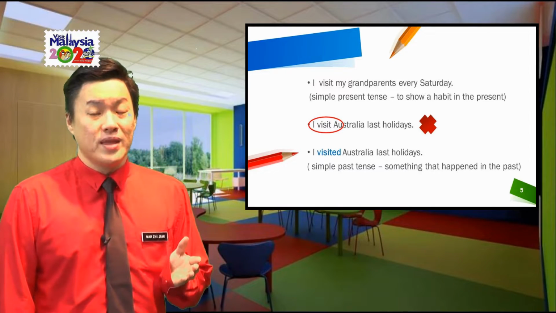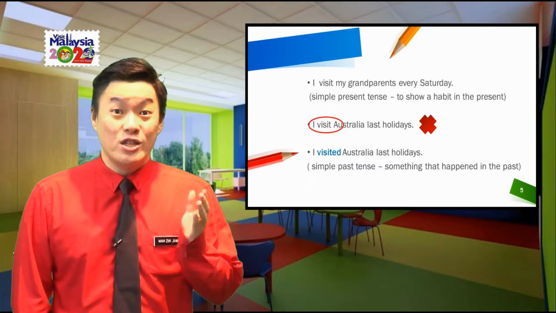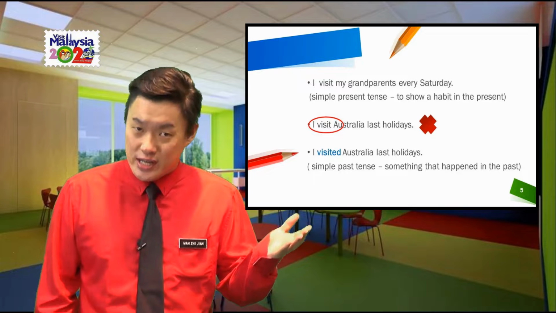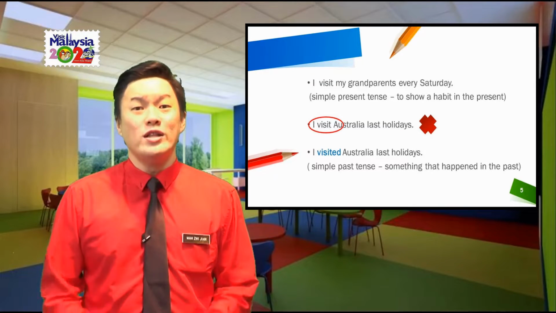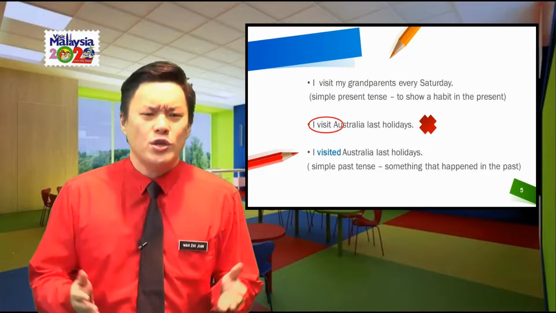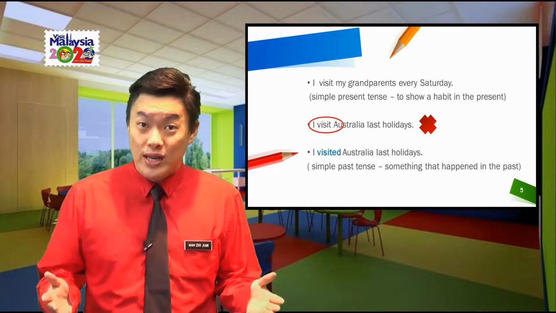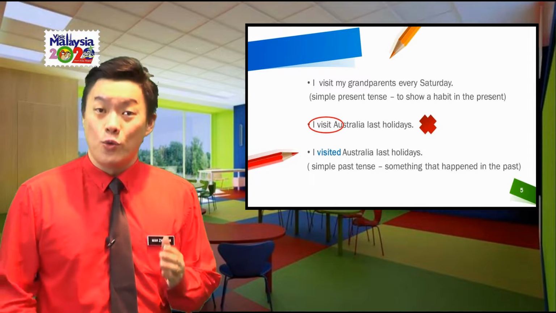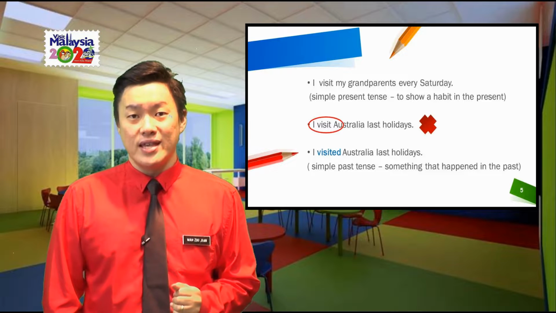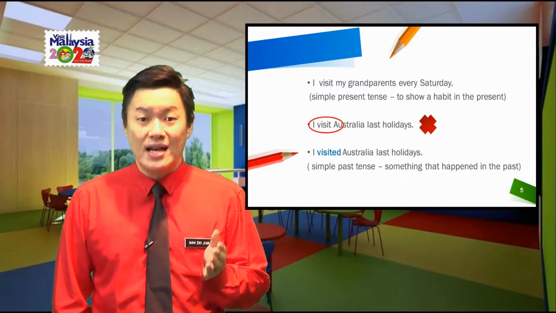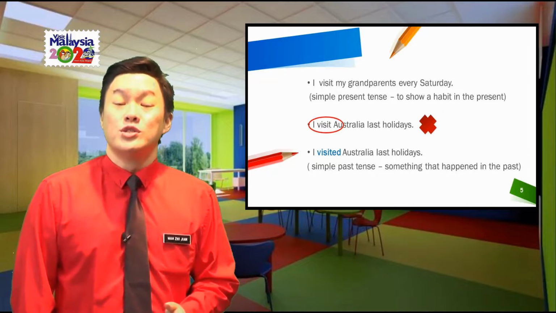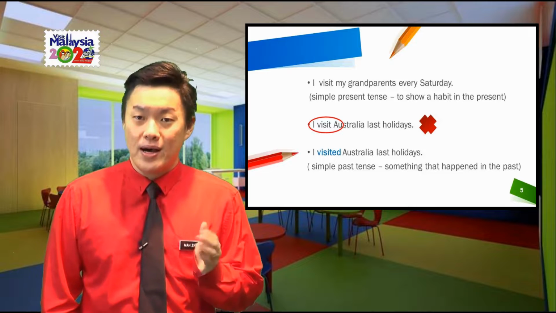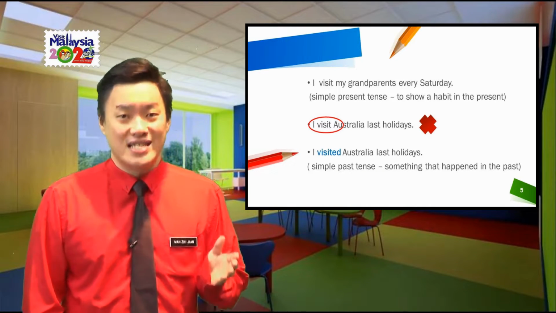But when you go on a trip, it is probably not something that you do every week. The trip started in the past and finished in the past. Let's say you went to Australia last holidays. You can't say, I visit Australia last holidays, because you do not go there every week. It was a trip in the past, so you have to say, I visited Australia last holidays. So when we write an email to tell someone about a trip in the past, remember to use the simple past tense.